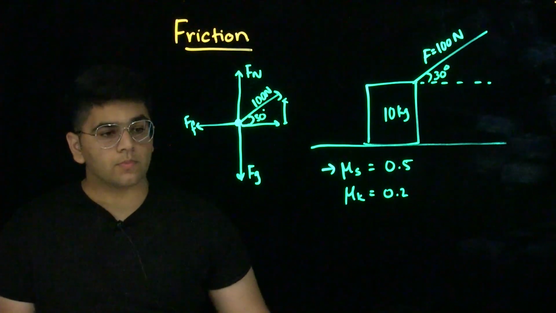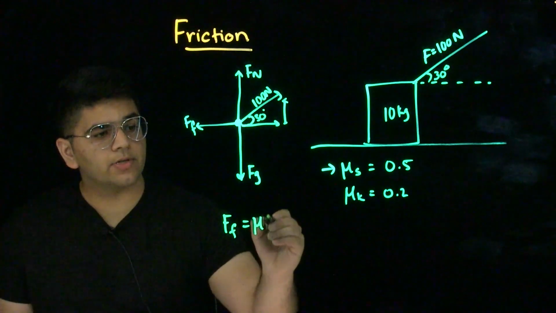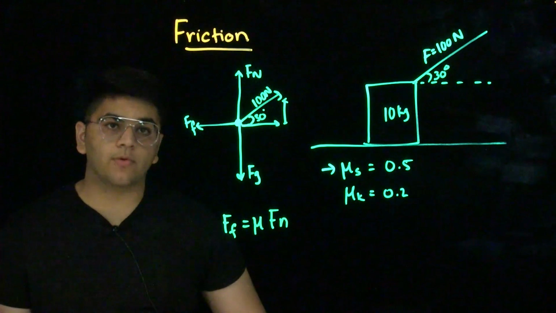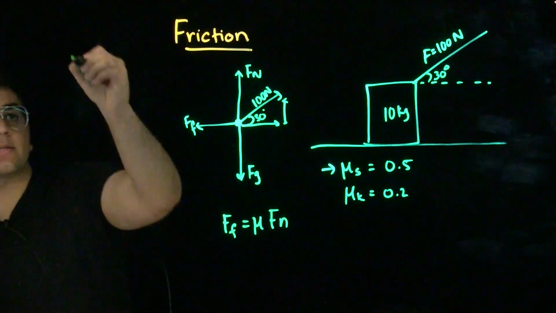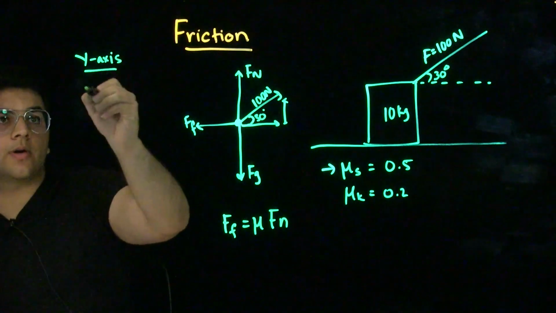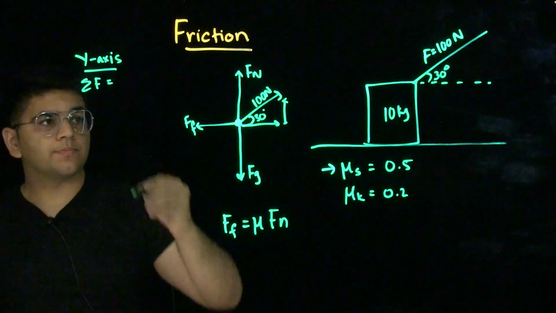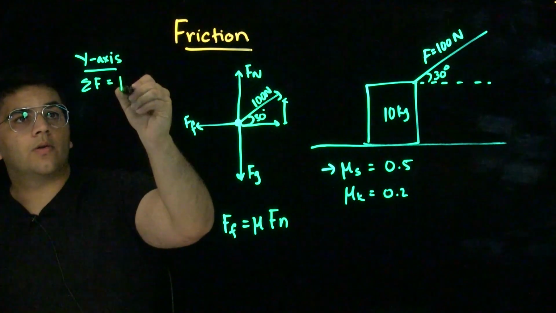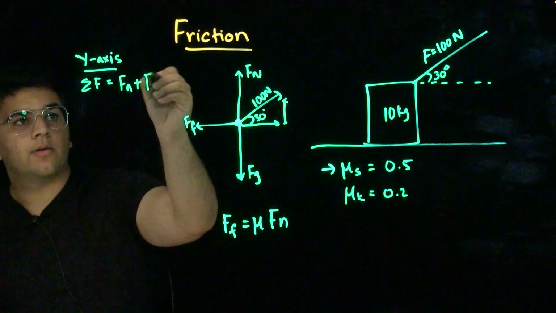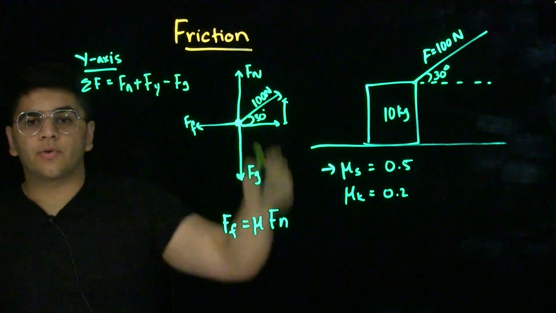Now that we know all the forces that are acting on this box, let's get started. We know the force of friction is the coefficient of friction times the normal force. So we must first find the normal force. In the y-axis, our sum of forces equals our normal force plus the y component of the exerted force minus our force due to gravity, which is going down.